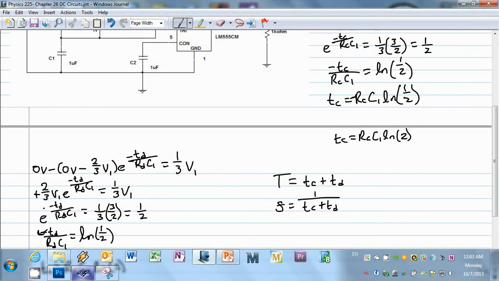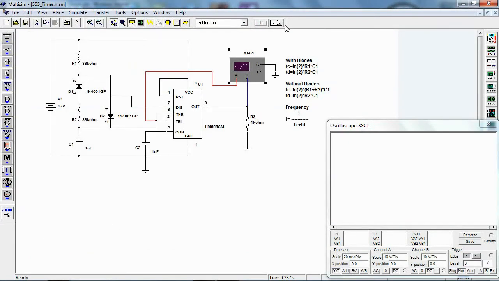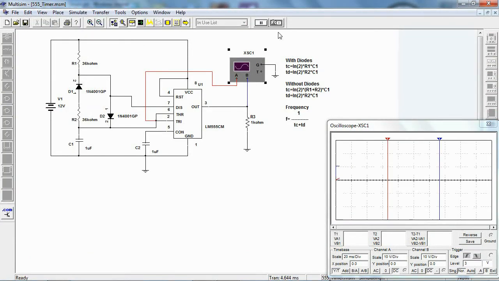Now this circuit is actually pretty useful. I'm going to show you how it works. So you can see how the potential rises to about 2/3. It switches, and then it just keeps going back and forth as a multi-vibrator.